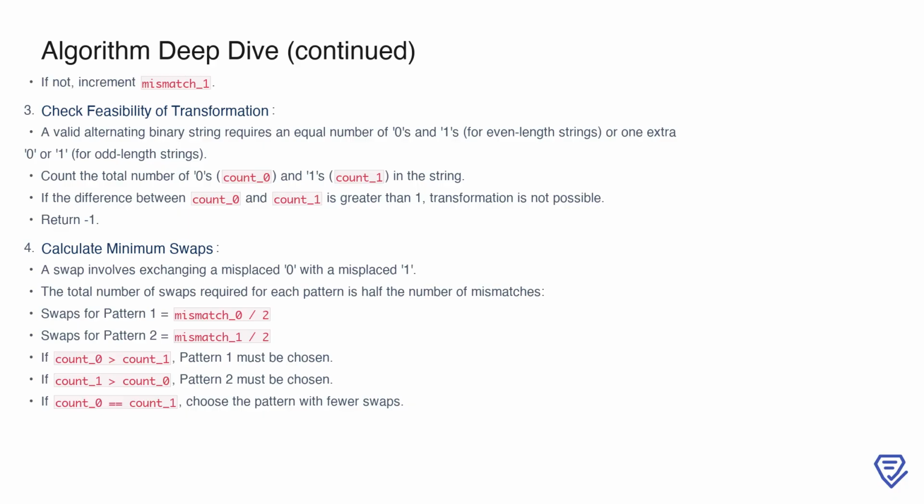Since a swap involves exchanging a misplaced 0 with a misplaced 1, the number of swaps needed for each pattern is equal to half the number of mismatches. If count_0 is greater than count_1, we must choose pattern 1.